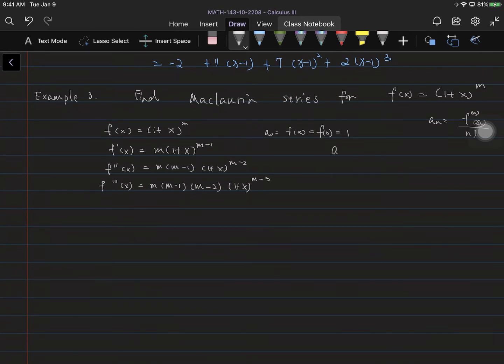And so our a1 is, let's write down f prime of 0, which is m. f double prime of 0 is m times (m minus 1). f triple prime of 0 is m times (m minus 1) times (m minus 2).